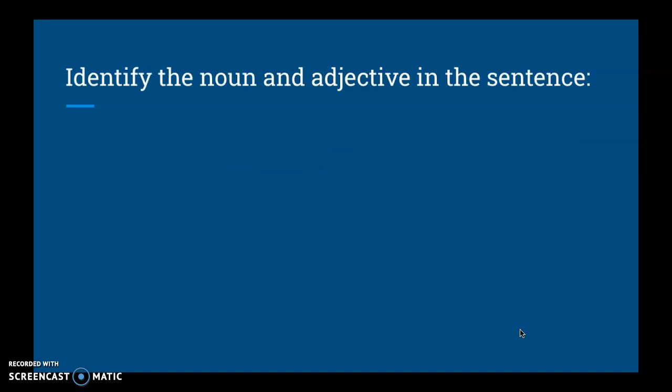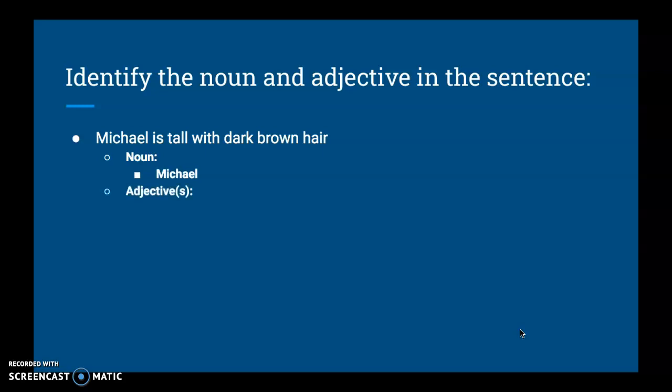So in this, let's identify the noun and the adjective in the sentence. Michael is tall with dark brown hair. The noun is, let's see if you can get it, Michael. And the adjectives, because there's a few in this, are tall, dark, brown.